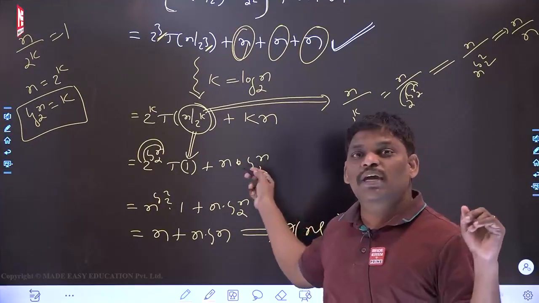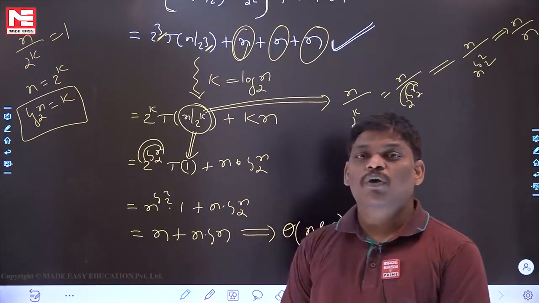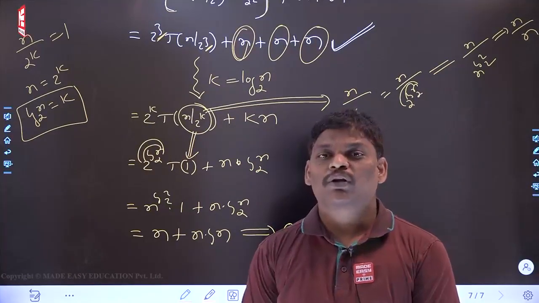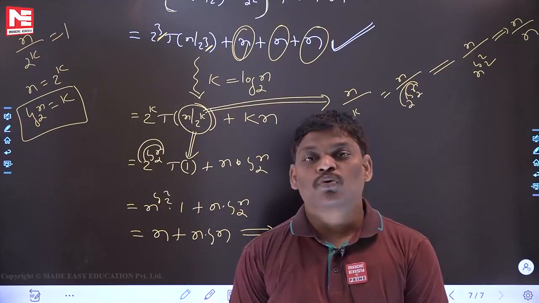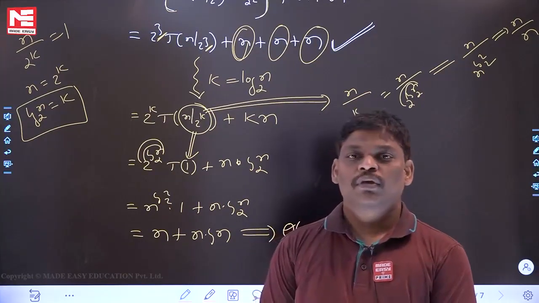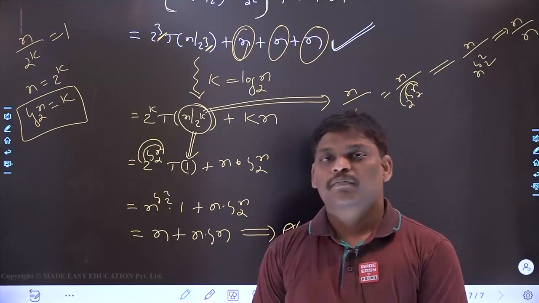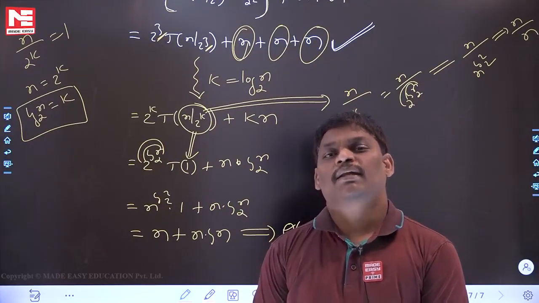Some people are asking, sir, why is the k value log n here? What is the reason? In this problem, we always divide n by 2, by 2, by 2. If you always divide by 2, how many times? Log n times. If you always subtract 2, how many times? N by 2. If you always subtract 1, how many times? N times. If you want to get 0, n times. If you want to get 1, n minus 1.